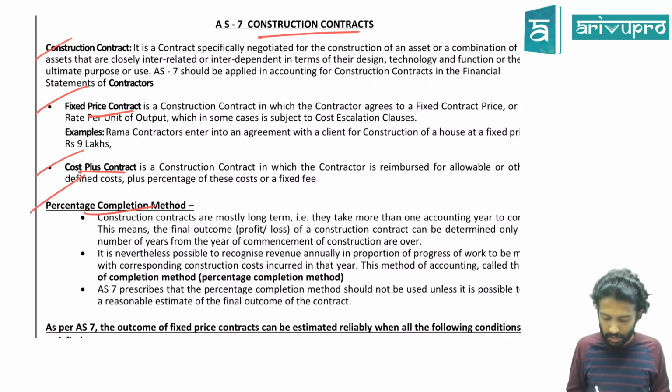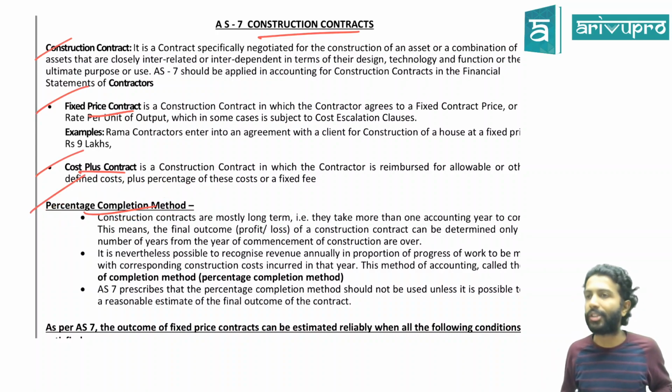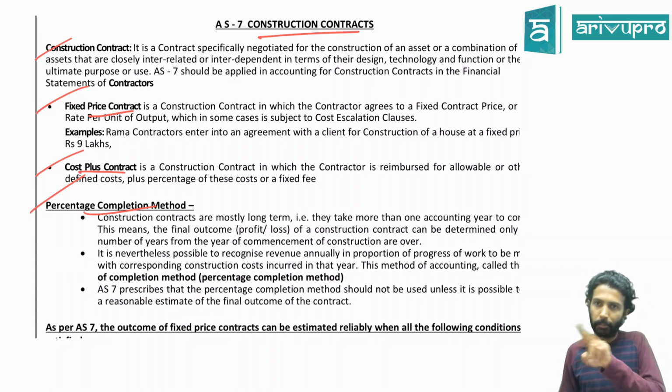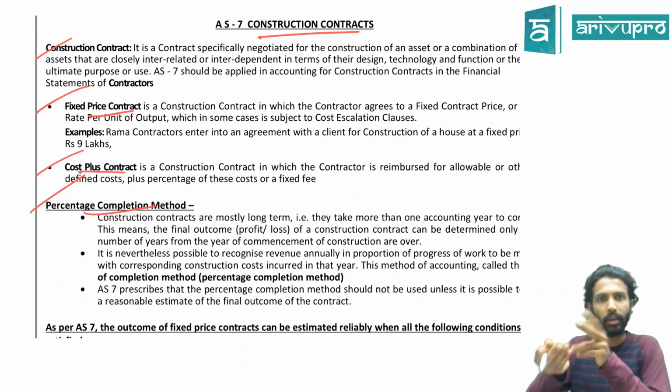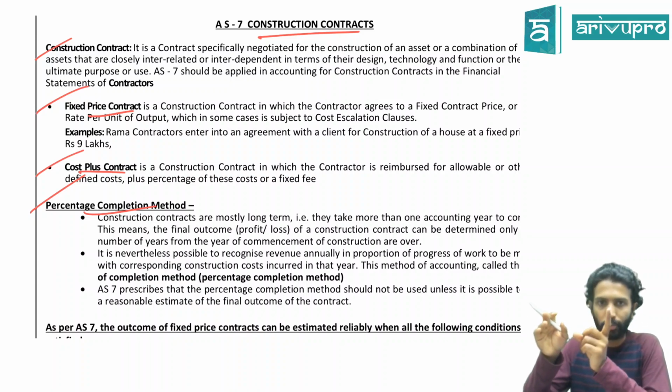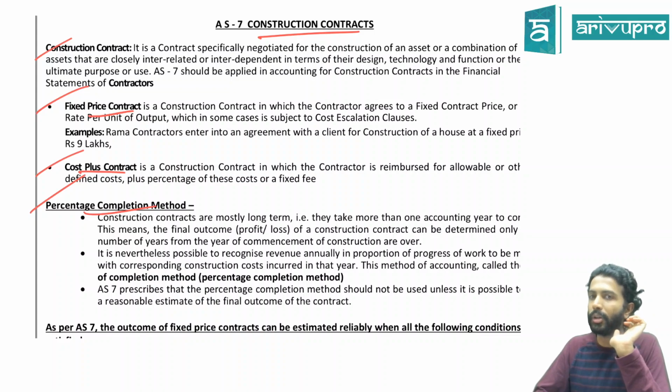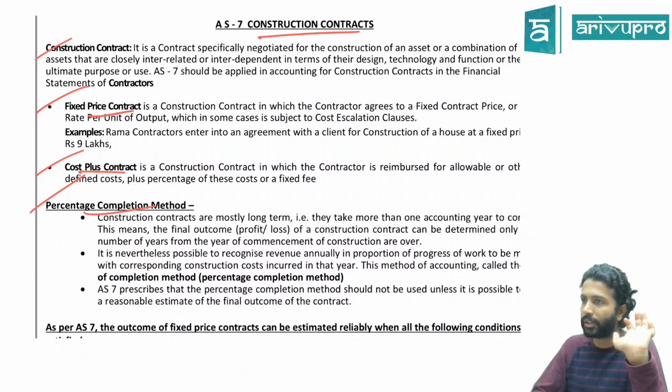For that purpose, we use something known as the percentage completion method. There are two things: one is the completed contract method and another one is the percentage completion method. If you are able to identify the cost of that project easily, and you are able to measure the benefit and the cost properly, then you can go for the percentage of completion method.